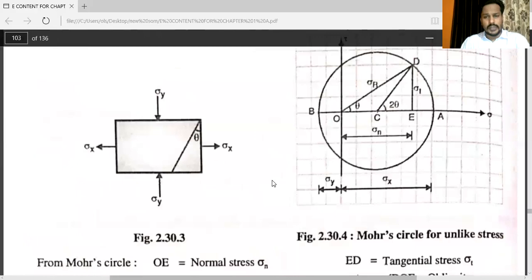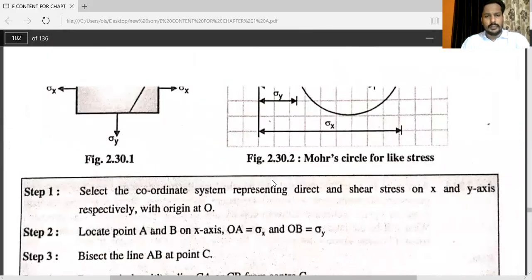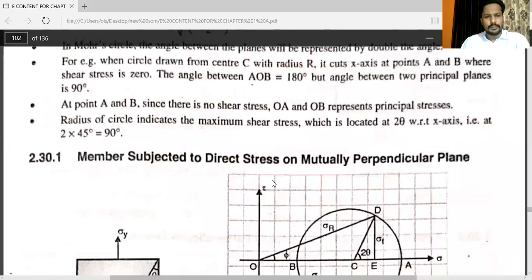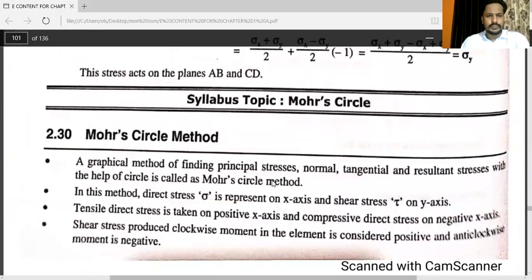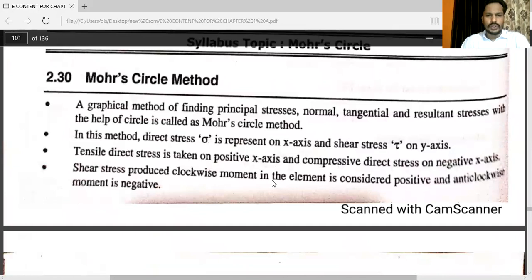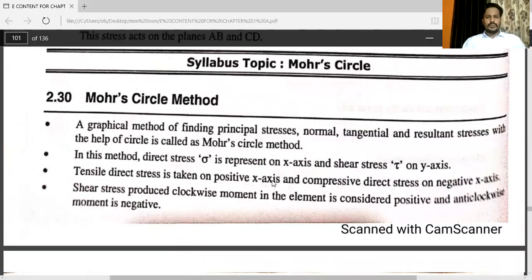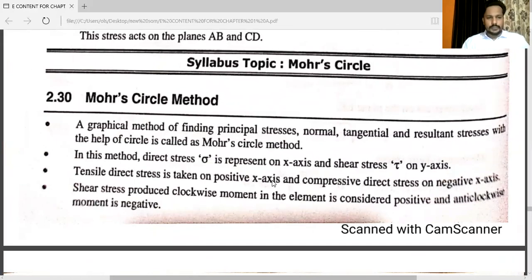Here I am going to explain one very important point, that is Mohr circle. A very important method, the Mohr circle method. The graphical method of finding principal stresses, and normal, tangential and resultant stresses with the help of a circle is called the Mohr circle method. That's why I have given direct formulas to you, because in our syllabus we have the Mohr circle method also.